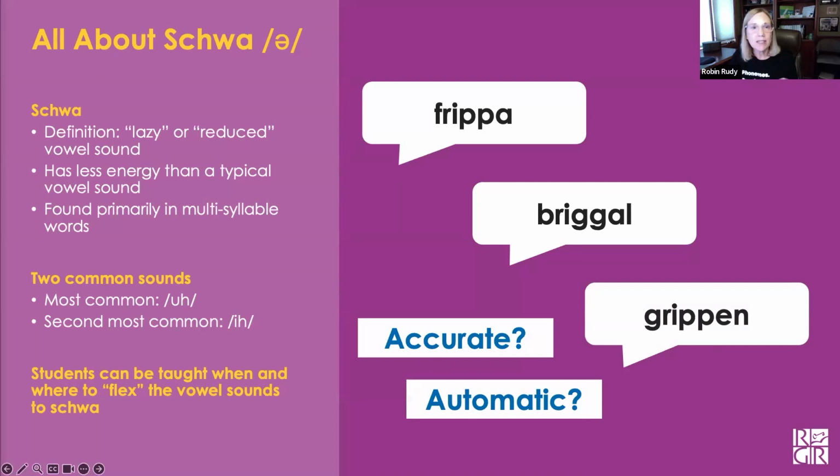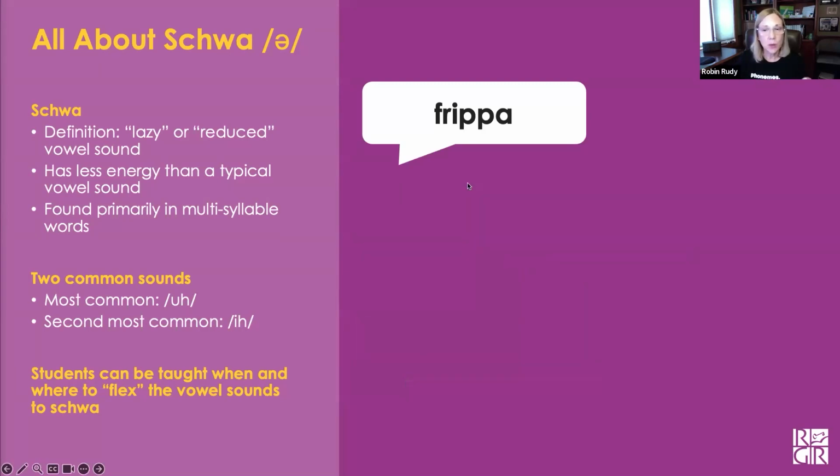In each of these words, you flexed one of the vowels to a schwa. We flexed that A in Frippa to a schwa. We didn't say Frippe. We took our knowledge of words like villa, panda, and circa, and reapplied it to this word. And we did it automatically and effortlessly.